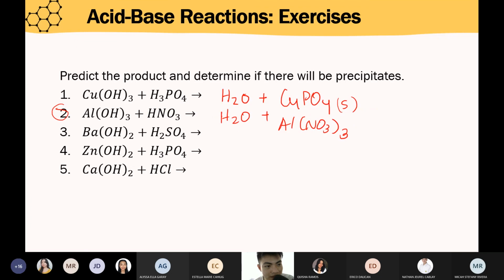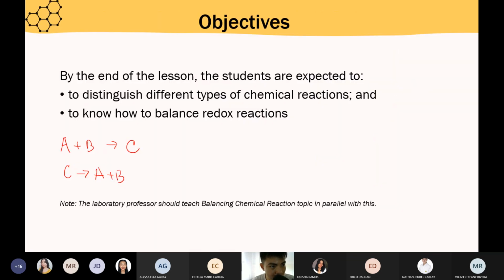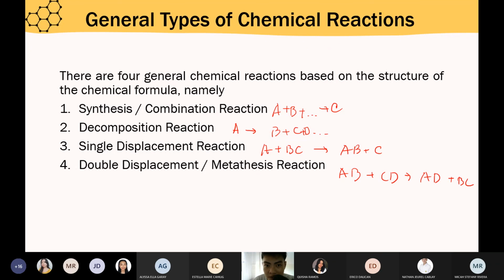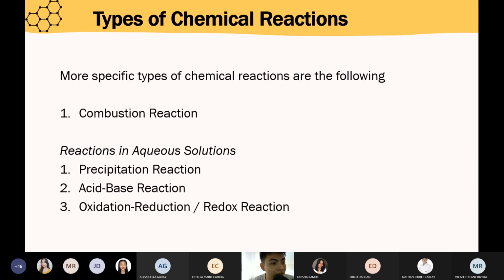So, ano yung nagawa natin today? Marami. Very productive day for us. We started with the general types of reaction which you learned in high school: synthesis, decomposition, single displacement, double displacement. However, sabi ko nga earlier that we are in college, so we have to level up our knowledge in chemical reaction. Therefore, we have the combustion, precipitation, acid-base, and redox.